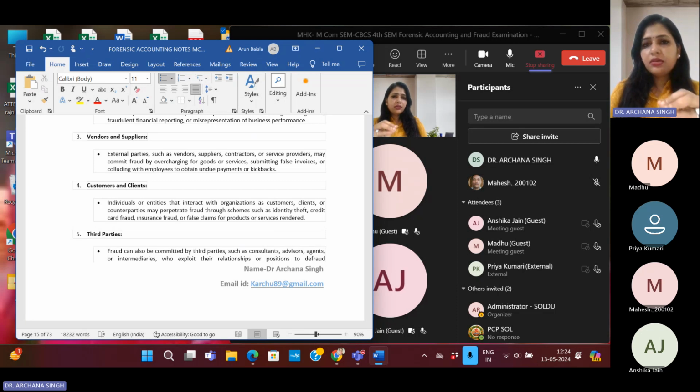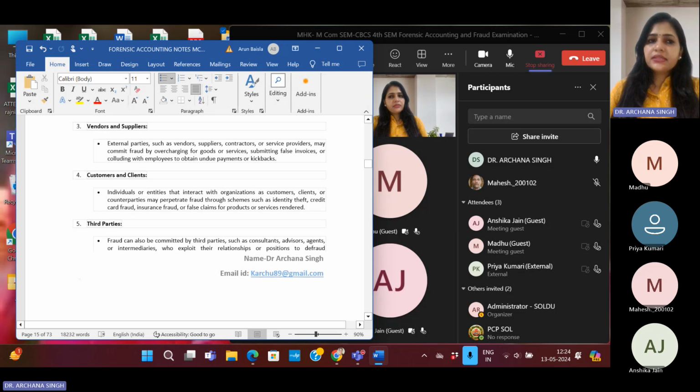It is not that they are not invited, or not providing the invoices, but they are providing the wrong invoices. Okay, or colluding with the employees to obtain undue payments or kickbacks. So these are the fraudulent activities done by the vendors and suppliers.